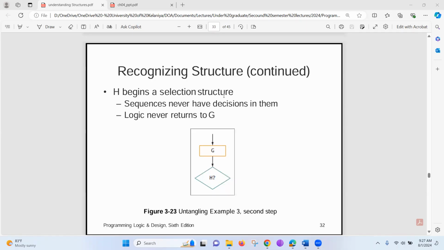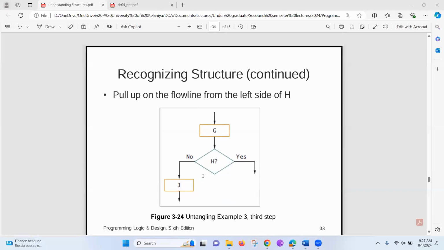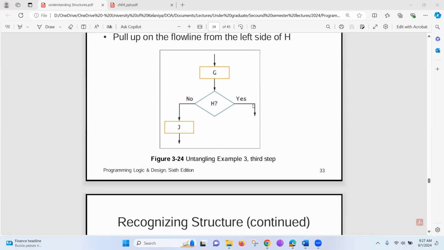You have two alternatives. Sequential never has a decision in terms. Logic never returns to G. Okay. After coming to the H position, you may have two options, either yes or no. Pull down the flow line from the left side of H. Okay. And yes or no.